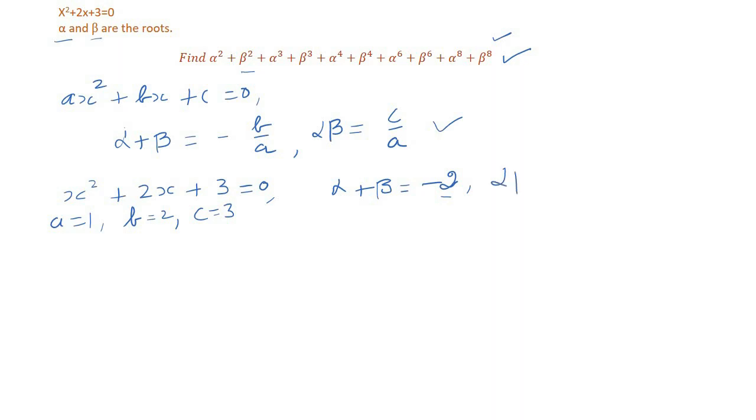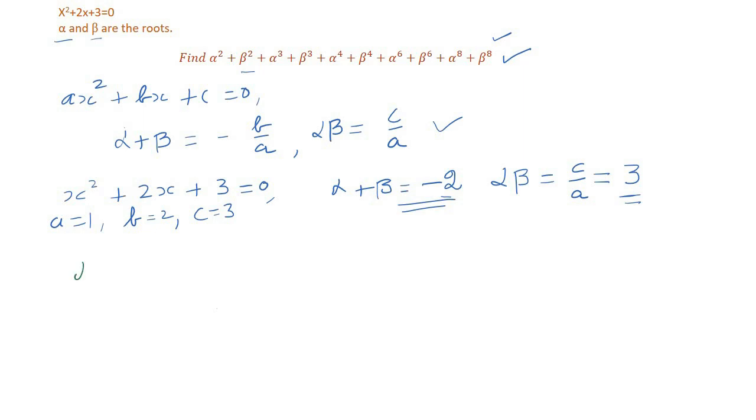Then the product of the roots alpha beta is c by a. Okay, let me write this properly. So alpha plus beta is minus 2. Alpha beta is equal to c by a, which is equal to, here c is 3, a is 1. So c by a is 3. So don't forget this. Alpha plus beta is minus 2, alpha beta is equal to 3. So from these two, we can easily do this problem.